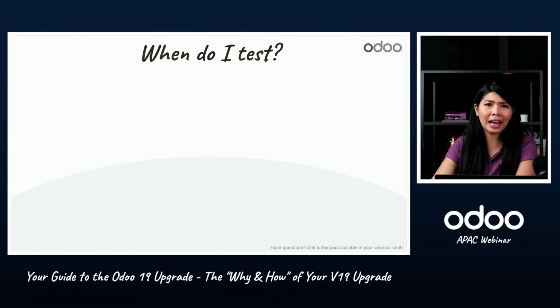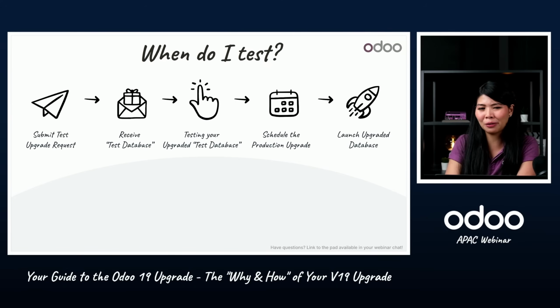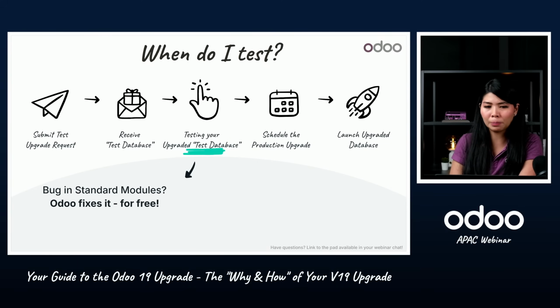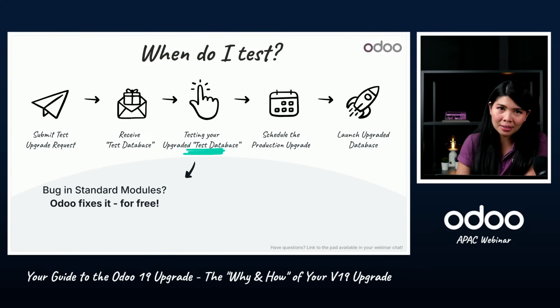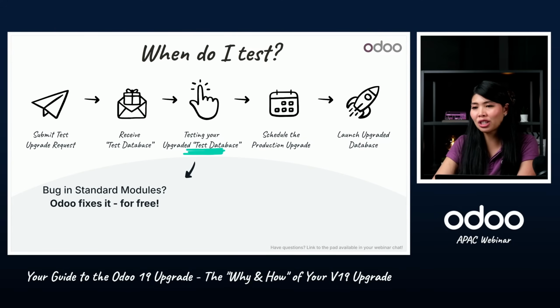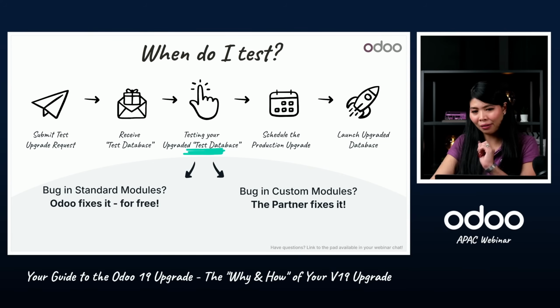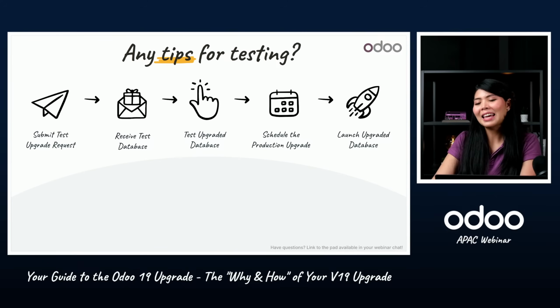So when do I actually test? You've also heard me say that before. You've seen this graphic before in terms of where the workflow is and what the workflow is to upgrade your database. Basically, it's here in the middle for your upgraded test database. It's the most important part. If you find bugs in your standard module, Odoo actually fixes it for you for free because it's included in our service. However, once we find bugs in the custom module, the partner is the one who helps fix it for you.